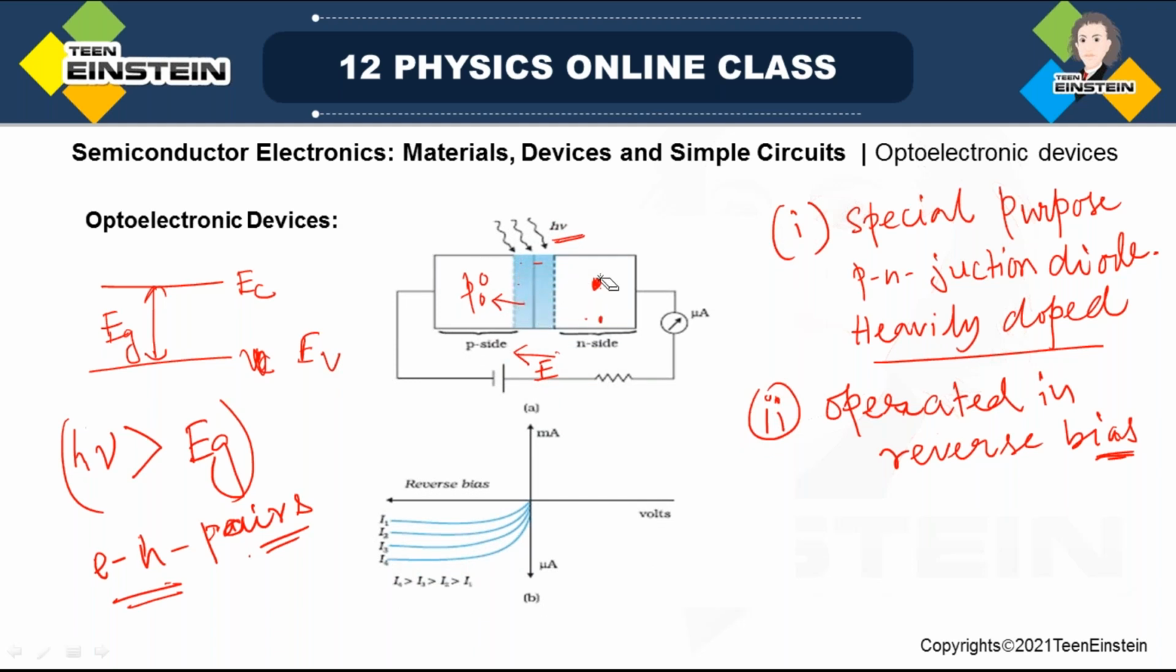Now, if you connect this to external devices, then you will get photocurrent. Okay, that is called photocurrent. You will get photocurrent.